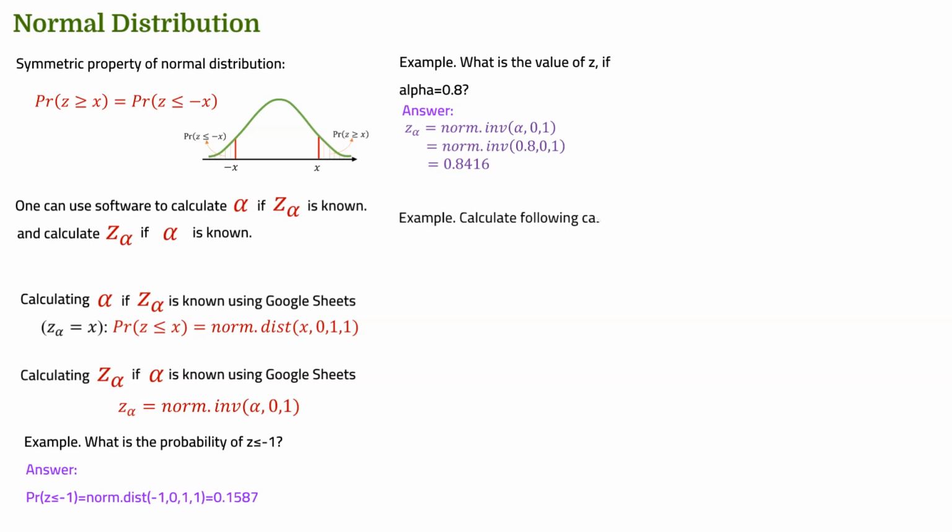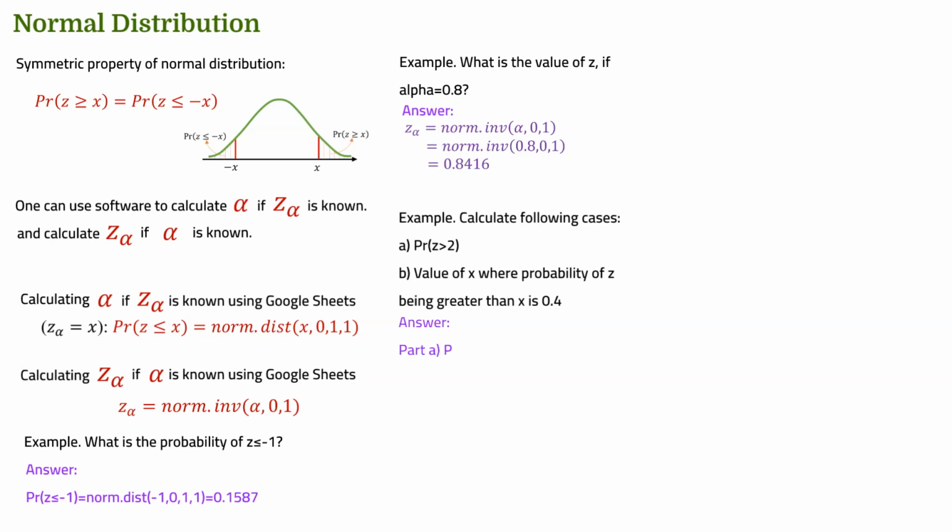Here's another example. Calculate the following cases. A, probability of Z greater than 2. B, value of X when the probability of Z being greater than X is 0.4. Here's the answer.